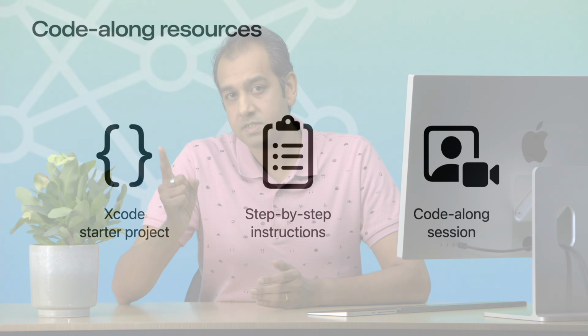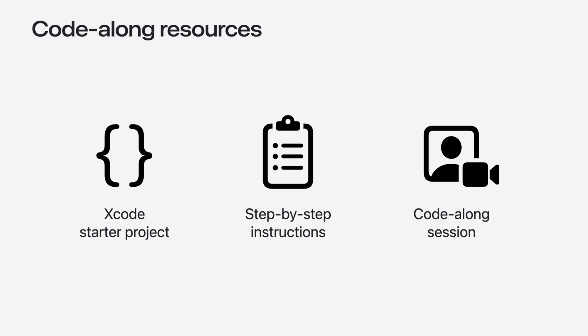To get the most out of today's code along, you have 3 key resources. First is the Xcode starter project. It has all the boilerplate UI and assets ready to go. If you're watching on developer.apple.com or the developer app, you'll find this under resources on the bottom of the page. If you're watching this on YouTube, it's linked from the description.